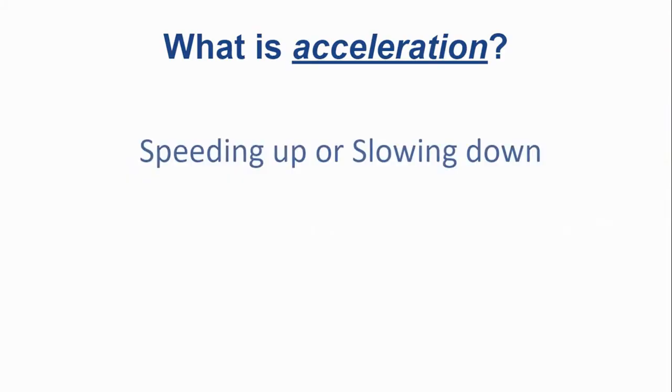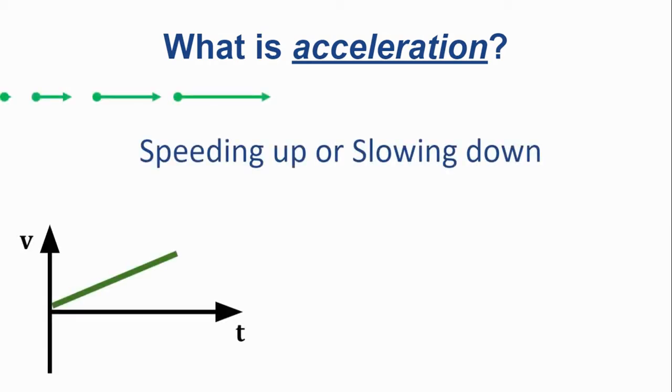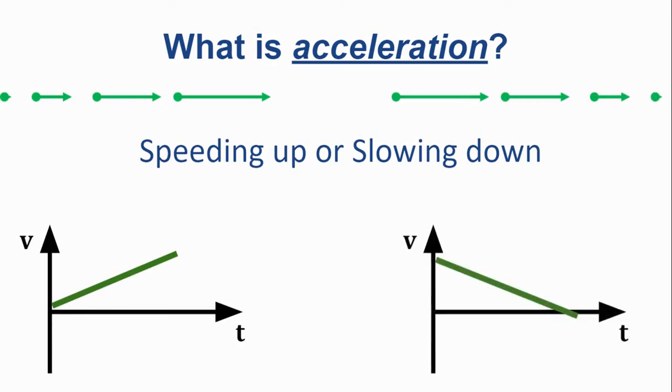What do we mean by acceleration? Well, colloquially, we mean when something is speeding up or when something is slowing down. When something is speeding up, we typically have a velocity that's getting farther and farther from 0. When something is slowing down, we find a velocity that's approaching 0.